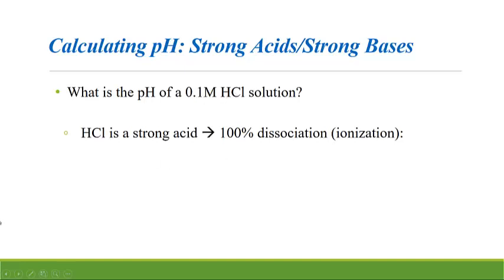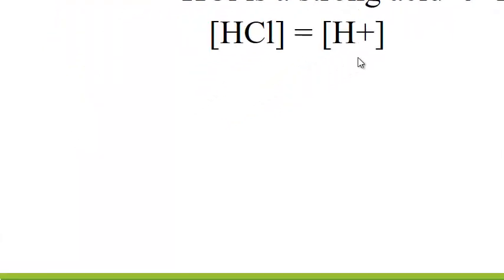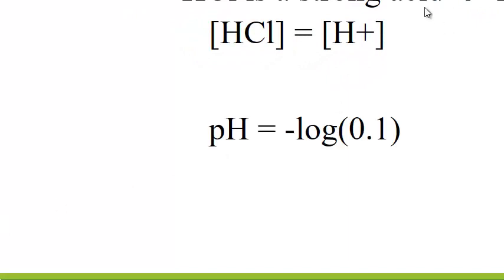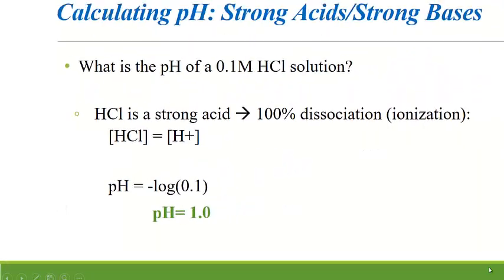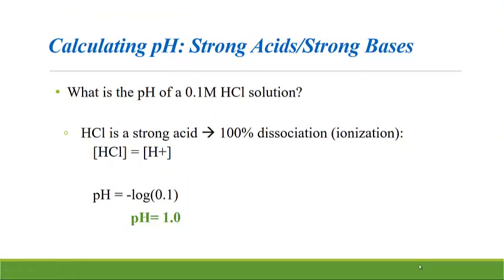Well, we can ignore the Cl minus for right now because we don't really care about it. What we do care about is the concentration of the hydrogen ion. So what we see is the concentration of our strong acids is equal to the concentration of the hydrogen ion. So that means that to find the pH, we're just going to take the negative log of 0.1 molar HCl and end up with a pH of 1.0.